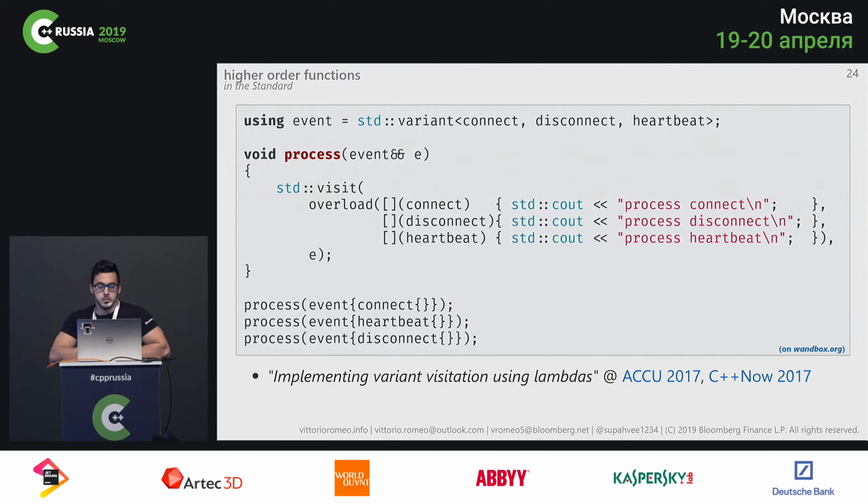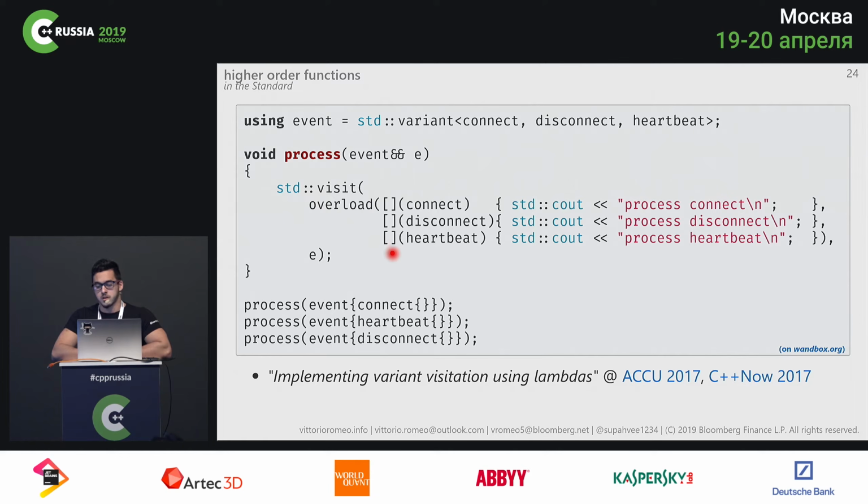Another example that's a little bit more interesting, more modern, if you want to put it that way, is pattern matching with variants. So imagine you have some sort of event handling system, and this event can either be a connection, disconnection, or heartbeat. And the way we can represent that in modern C++ is by using a std::variant. And you want to basically process these events. Maybe they're coming from a queue, from the network, and you want to match on the event type and do something different. So one way you could do this by kind of abusing lambdas is by using this overload function we've seen in the keynote yesterday.